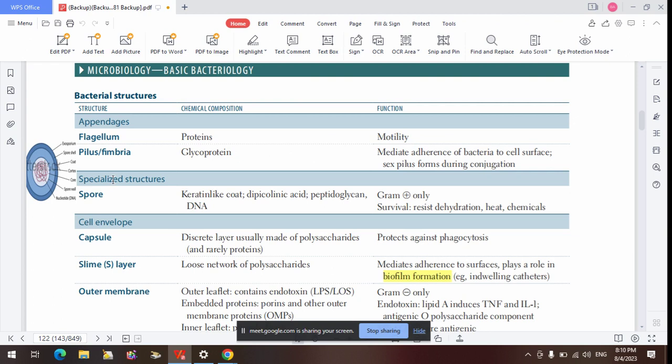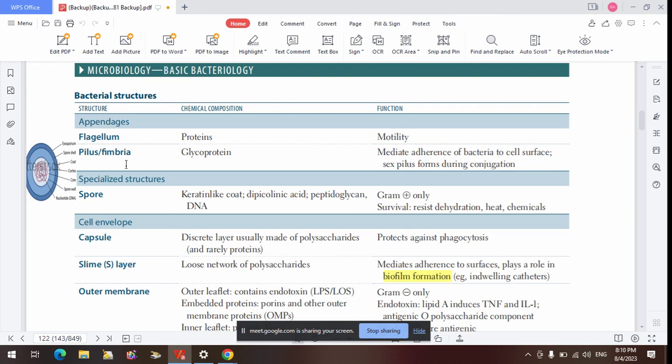The one that is very clinically significant is E. coli. So E. coli has the fimbriae, and it is the reason why E. coli can cause UTI, because with the aid of the fimbriae, it can attach to the epithelial surface of the genitourinary system and cause UTI. So going back, the flagellum contains protein for movement. The pili and the fimbriae are all made up of glycoprotein.